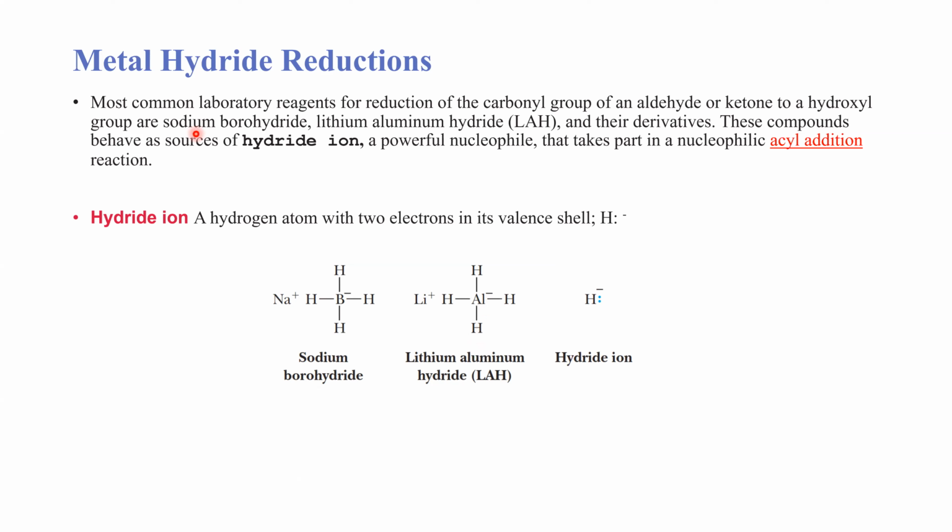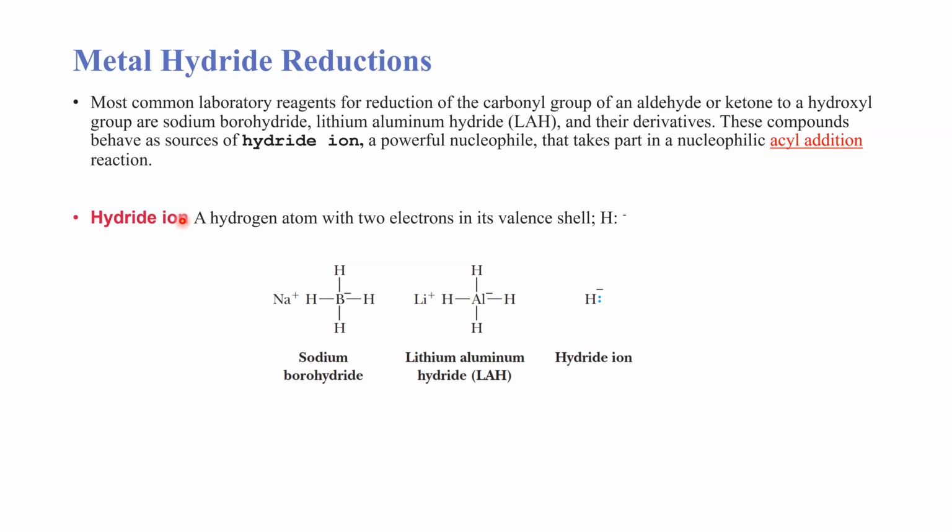So firstly, lithium aluminium hydride and sodium borohydride are the most common reducing agents used in laboratories. These compounds behave as a source of hydride ion. I will tell you what the hydride ion is. It is a powerful nucleophile that takes part in a nucleophilic acyl addition reaction. As I told you earlier, whenever we talk about carbonyl compounds, this goes to nucleophilic acyl addition reactions.